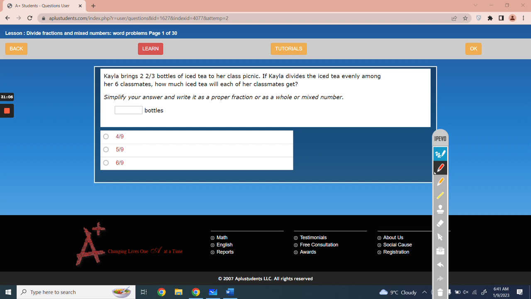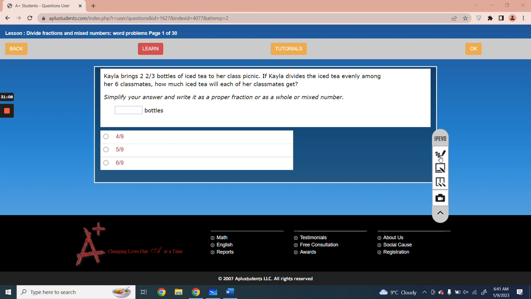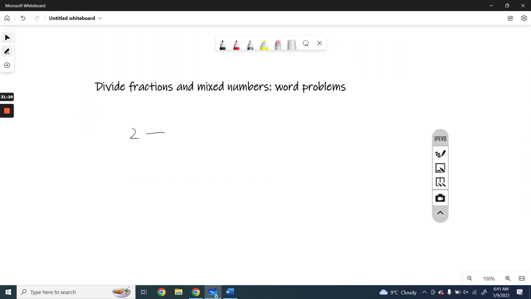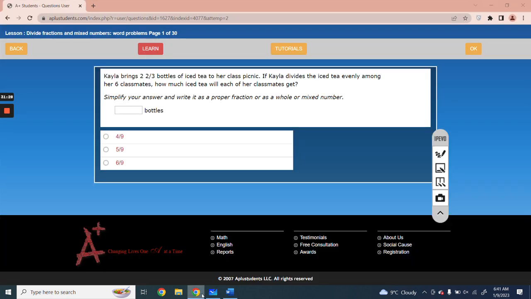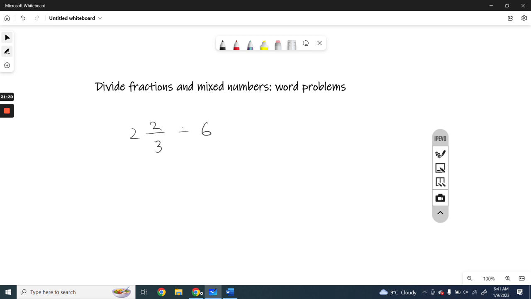So basically you have to divide 2 whole 2 by 3 by 6. Got it? Because of the 2 whole 2 by 3 bottles of iced tea, you have to divide them among 6 classmates. So you just do 2 whole 2 by 3 divided by 6. Got it? Just do the same thing we did with the lesson just now. Just convert it into a proper fraction.